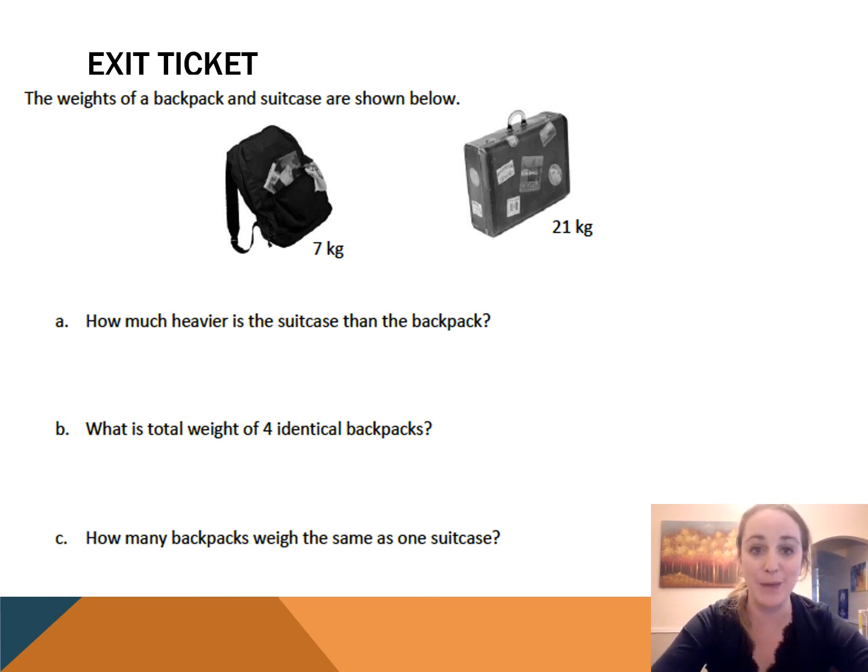The weights of a backpack and suitcase are shown below. How much heavier is the suitcase than the backpack? That's a subtraction sentence. What is the total weight of 4 identical backpacks? That can be a repeated addition sentence, or if you're ready, a multiplication sentence. How many backpacks weigh the same as 1 suitcase? That can be a multiplication sentence or a division sentence, depending on the way you think about it. Either way, it's your time to do your own work now.